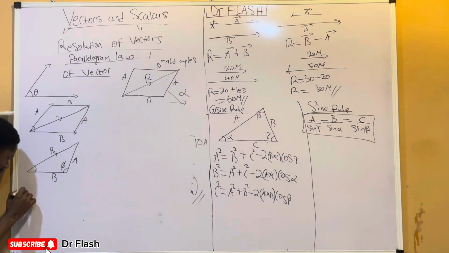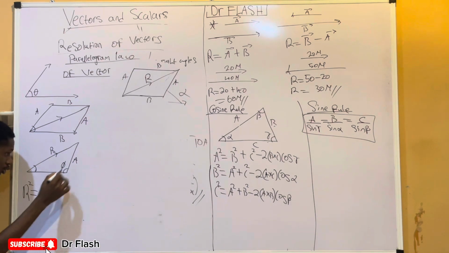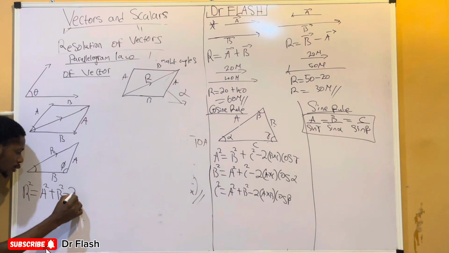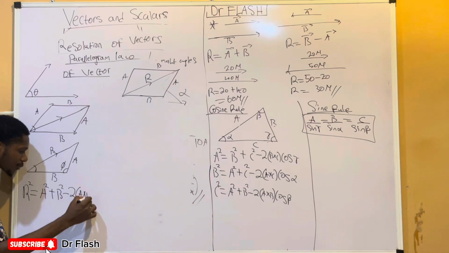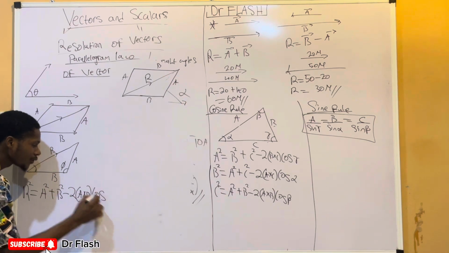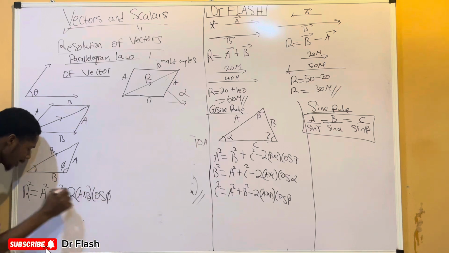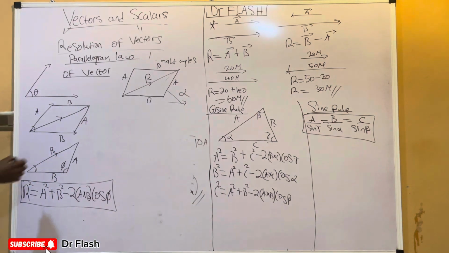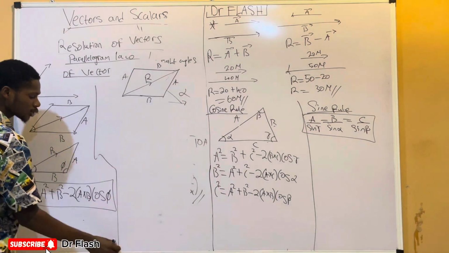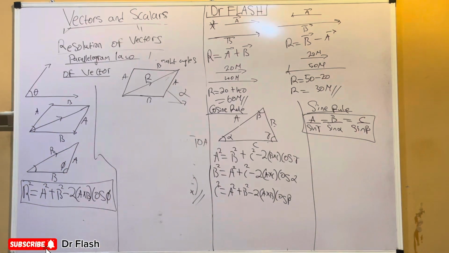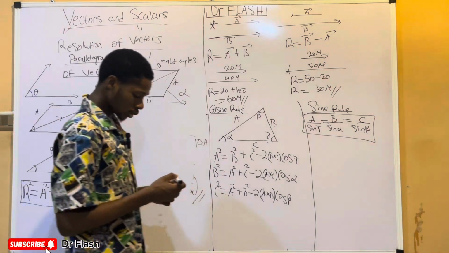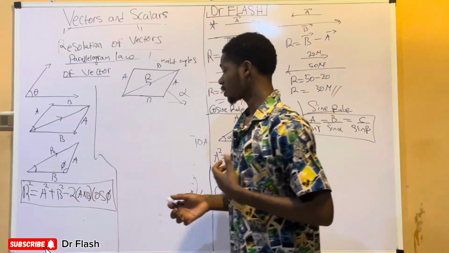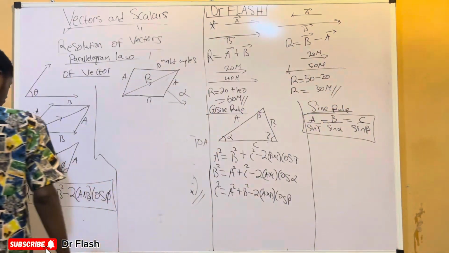It means that R squared is equal to the other two sides squared, A squared plus B squared, minus 2 times A times B, cosine of the angle opposite to R, which is what now? Phi. This is the formula we're going to be making use of. It's not something you should cram, it's something you should understand. And you can understand this by solving several problems on it. That's the only trick to understanding these guys.